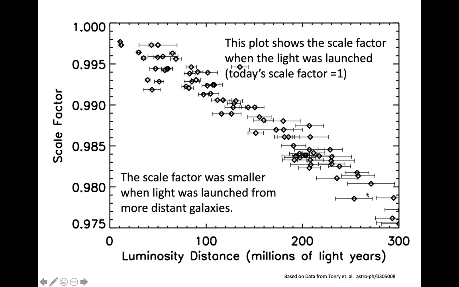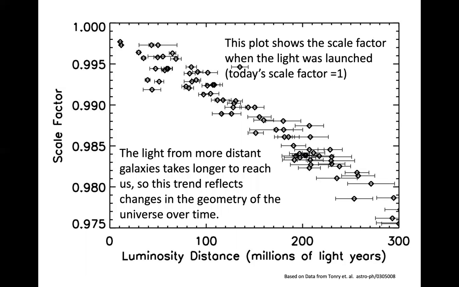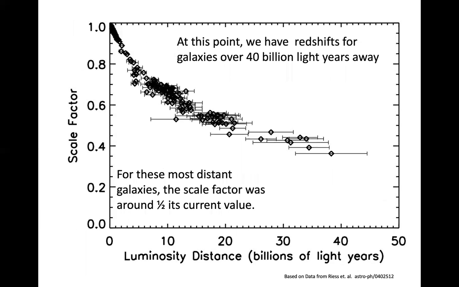And because these more distant galaxies, light from them takes longer to get to us. Now, we can even look at more distant galaxies. We can go all the way to 300 million light years ago, and we can see the scale factor is more like 98%. And we can go even further than that. We have now measured the redshifts of galaxies up to 40 billion light years away. And at that point, the scale factor was almost half its present value. So we really are seeing these changes. Now, these changes are, again, reflecting changes with time.